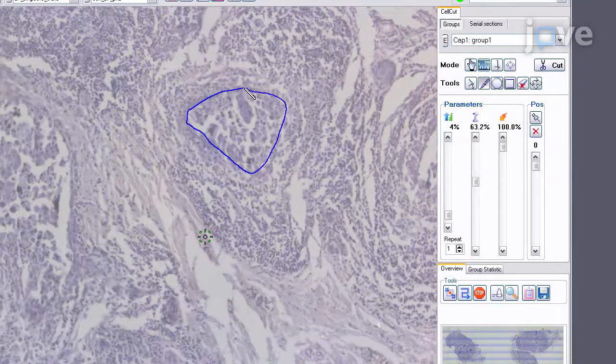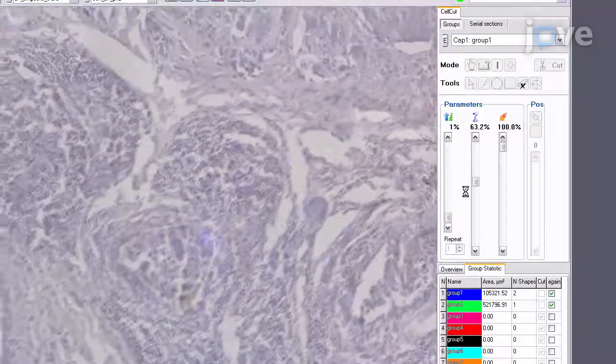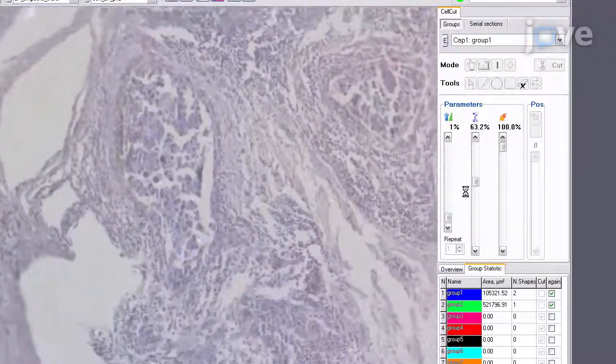Keep track of the total area. At least 42 square millimeters is needed for adequate downstream RNA analysis. Then initiate the laser cutting at the defined parameters.